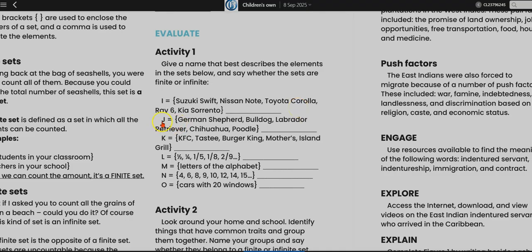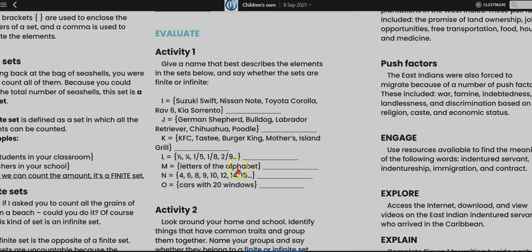Let's go with set J. German Shepherd, Bulldog, Labrador Retriever, Chihuahua, and Poodle. Dogs. K, set K. KFC, Tasty, Burger King, Mother's, Island Grill. This would be a set of fast food restaurants. Let's go with a half, a quarter, 1/5, 1/8, and 2/9. This would be fractions, a set of fractional numbers.